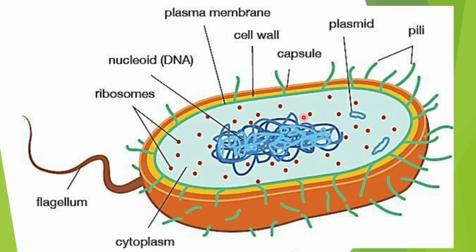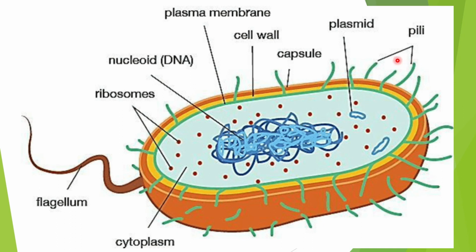Then another structure is pili. Pili are mostly seen in gram-negative bacteria and are hair-like tubular microfibers. The function of this is to attach the cells to surfaces and to transfer DNA to another cell.